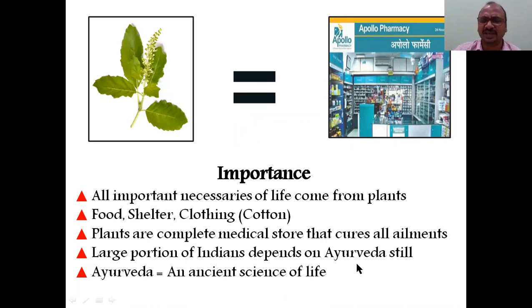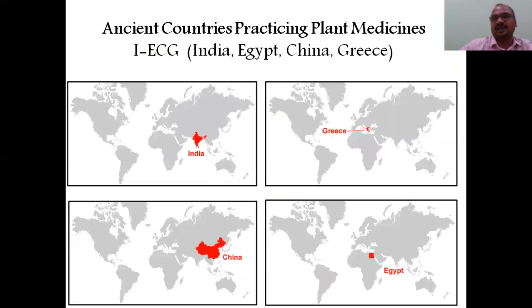A large portion of Indians are still dependent on Ayurveda. Plants are a complete medical store that cures all ailments. Ayurveda is an ancient science of life. Not exactly the same, but Ayurveda is different. Pharmacognosy is different. Here we are studying and extracting a chemical structure; we will zoom in and see what the chemical structure is. But in Ayurveda, they formulate. Number of formulations are there, and it is application oriented. Here we are research oriented. Each plant we consider separately, but in Ayurveda it is not like that, right?